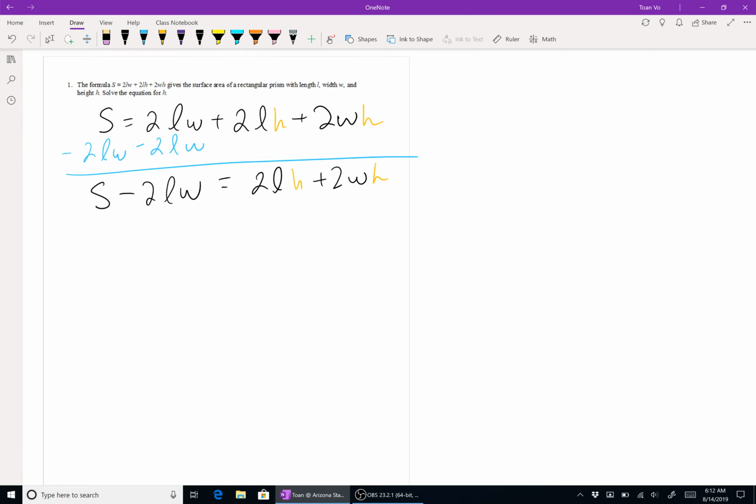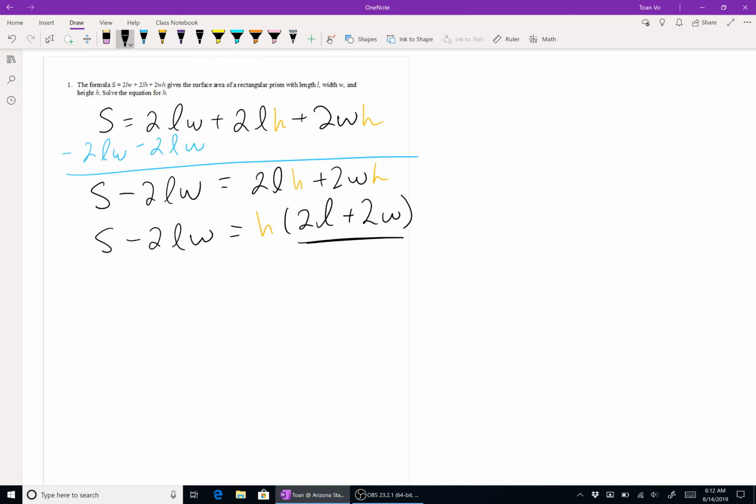Now notice the variable that I'm trying to solve for, h, is in two separate terms I can't combine. So the idea is, if you have multiple terms that contain the same variable that you want to solve for, you factor him out. It's just the same thing as like factoring a GCF, the greatest common factor. And now when you factor him out, we only have one term with the h that I want.